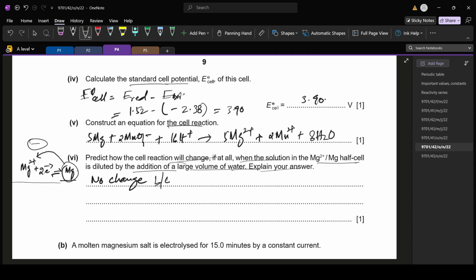So no change, because dilution will make this magnesium half cell potential even more negative.